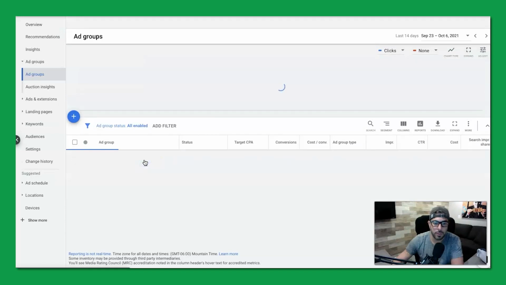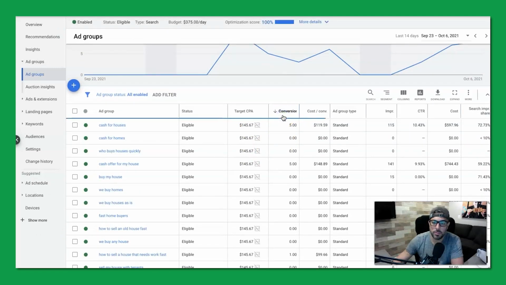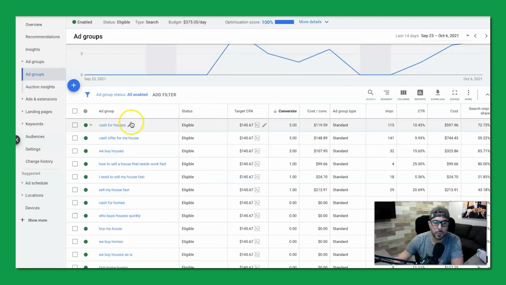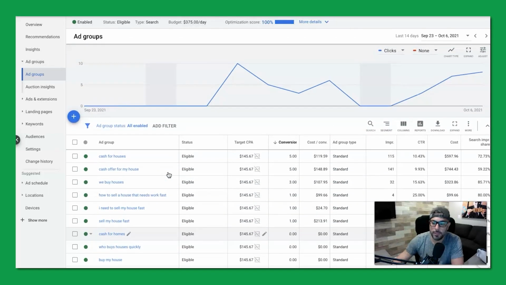If we go into the campaign, you will see all the ad groups that are driving the leads. We have cash for houses, cash offer for my house, we buy houses, how to sell a house that needs work fast. That's a great one. I need to sell my house fast, sell my house fast. So these are all the ad groups that are driving conversions within this small time frame.